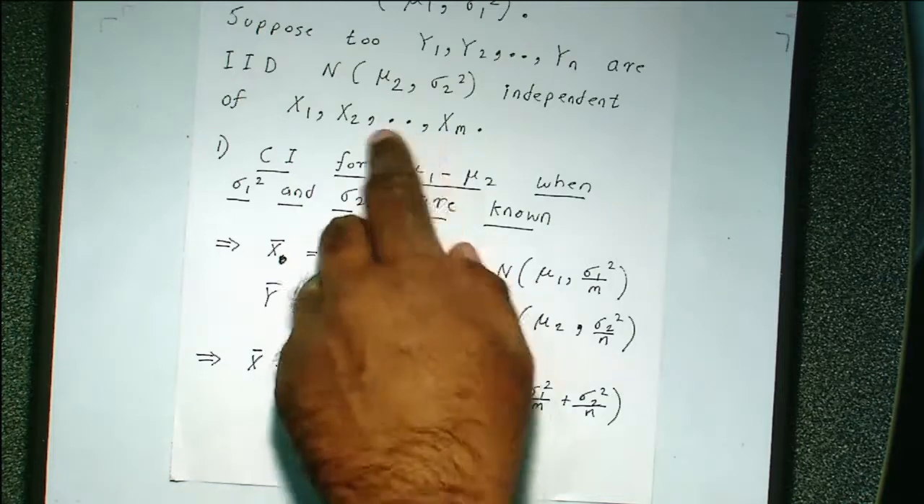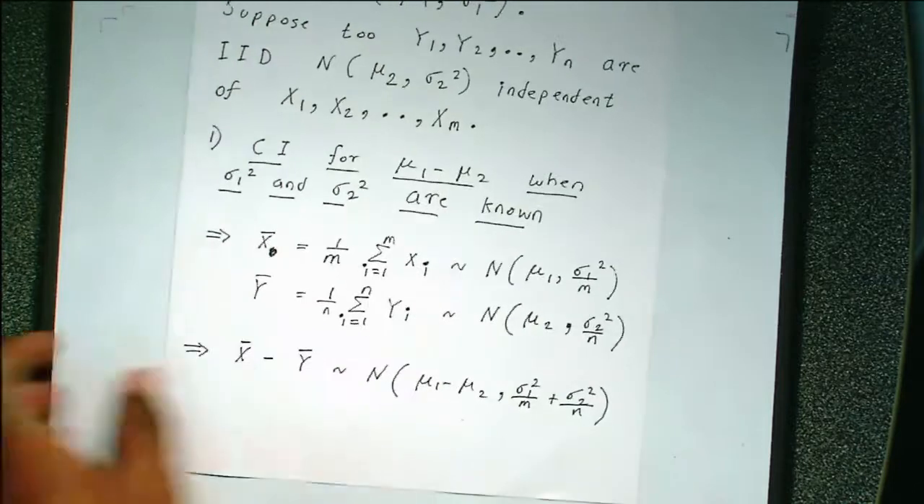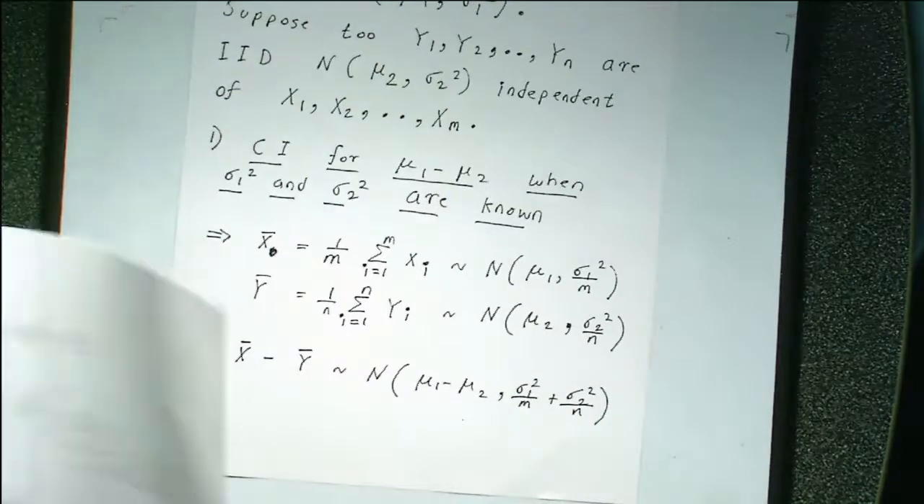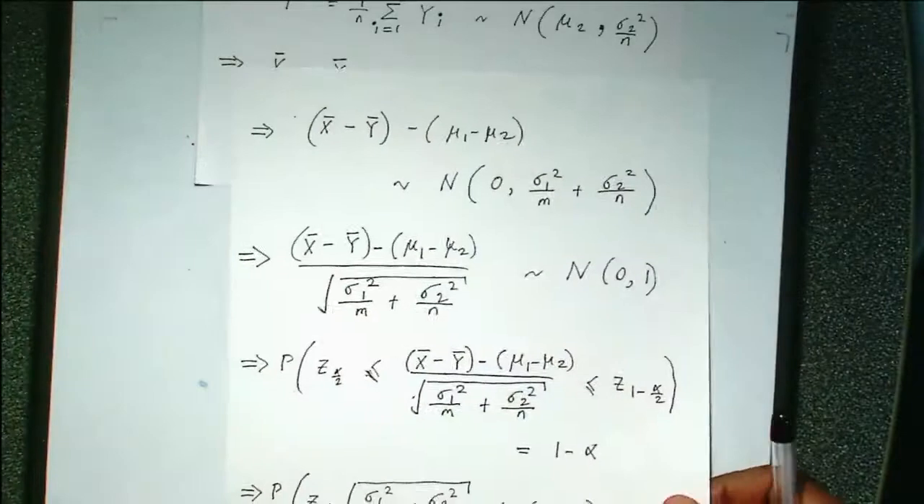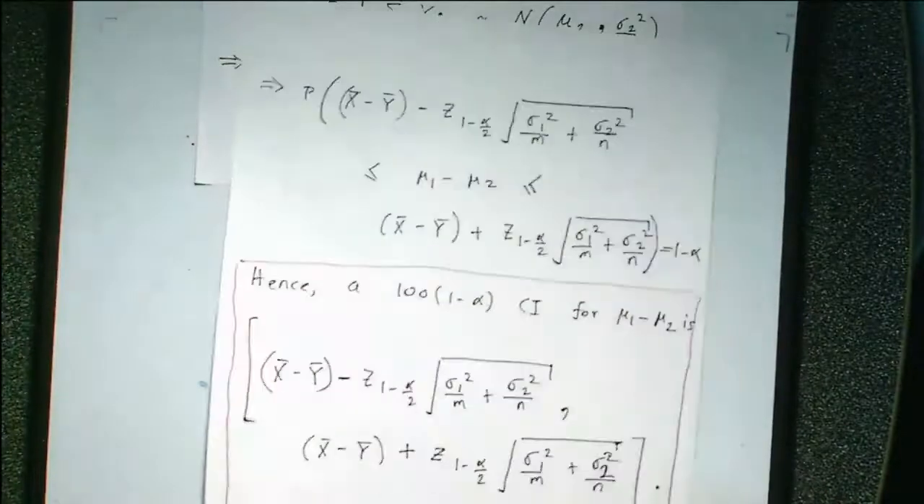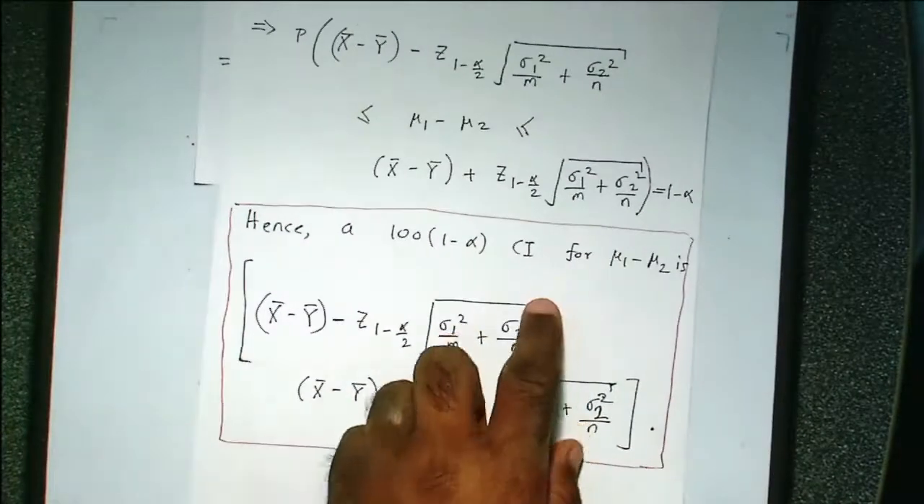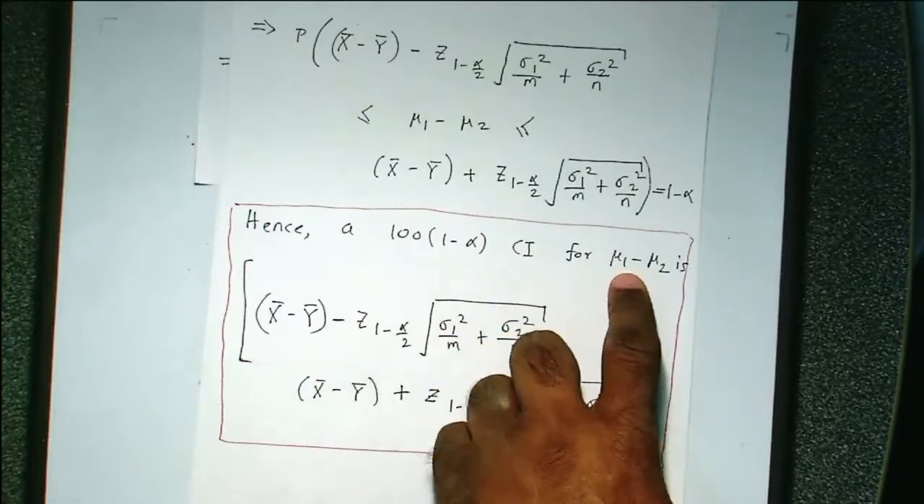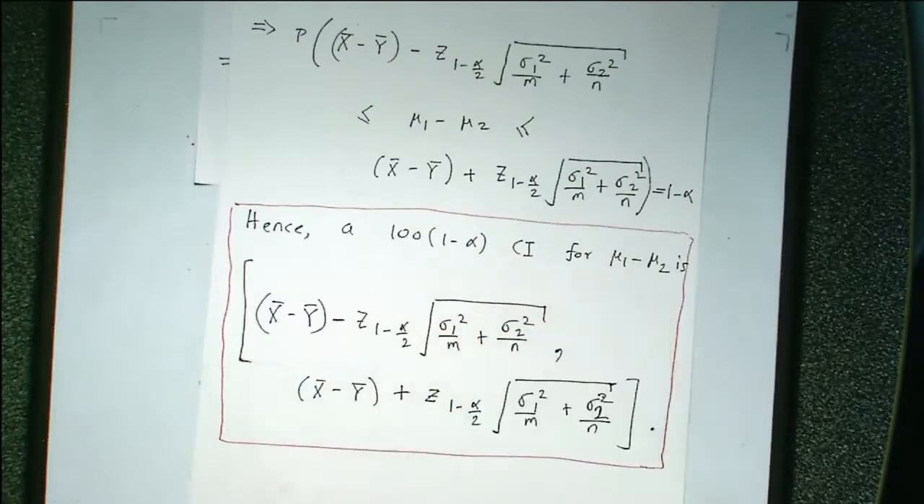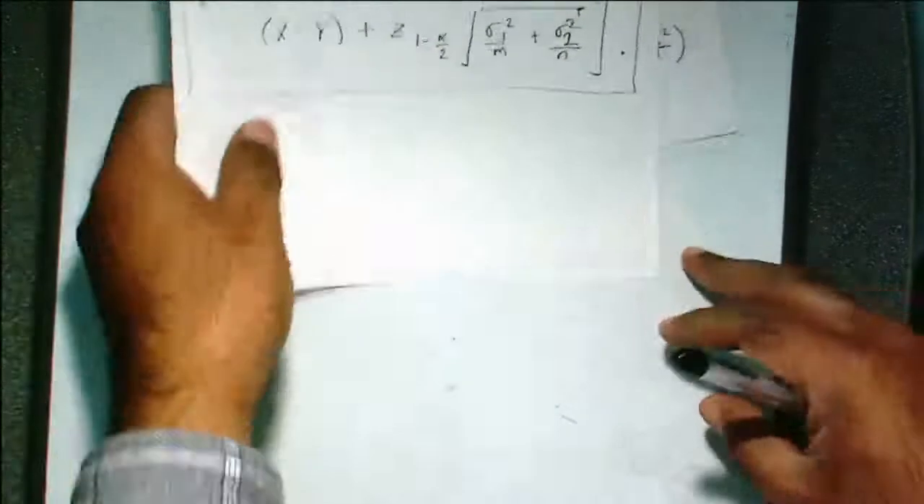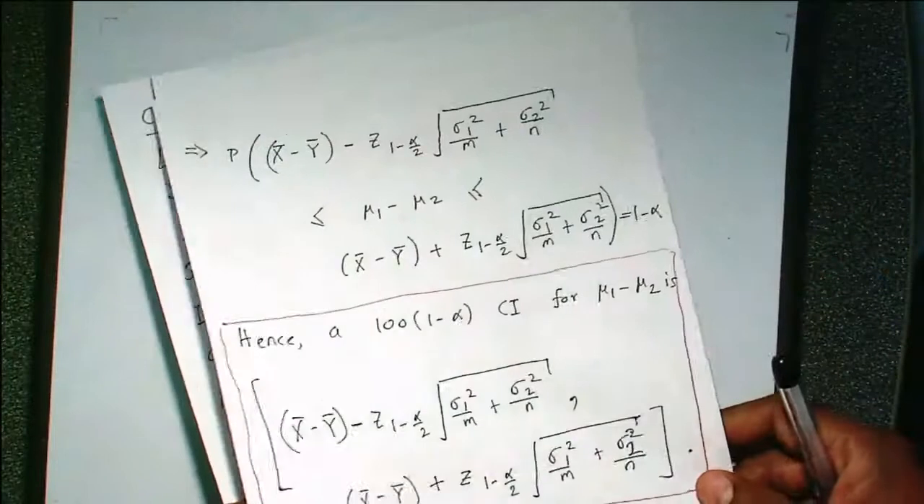So for this case, I showed you last week, after a lot of derivations, none of which you need to know, the confidence interval. The confidence interval for mu1 minus mu2 is given by this, right? This is what I showed you last week, guys, if you may recall. But you don't need to know the derivation, as I just mentioned.